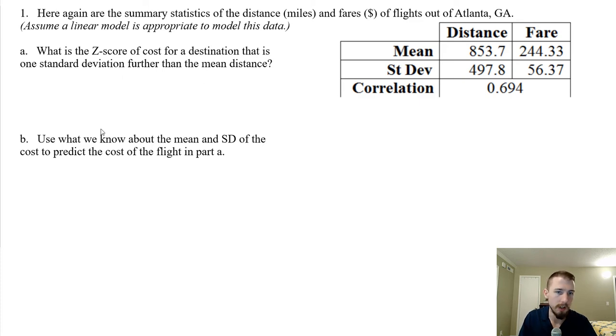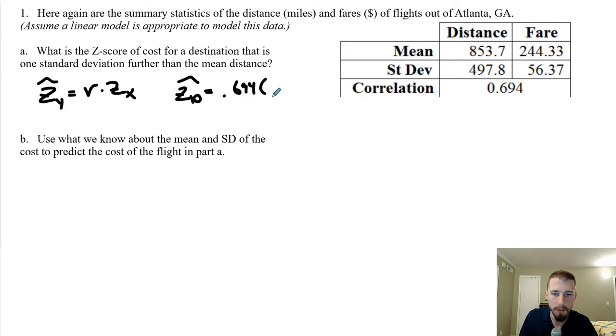So what we're using here is the regression to the mean. So when we take a prediction, our predicted z-score for the y variable is going to be equal to the correlation times the z-score for the explanatory variable. So in this case, we want to find the predicted cost for destination. So the predicted z-score for the destination is going to be equal to the correlation of 0.694 multiplied by, we can put that in parentheses like that if we want, one standard deviation further than the mean distance. So I'm guessing that's going to be, yeah, further would mean a positive one.